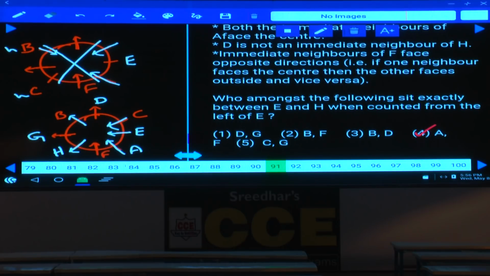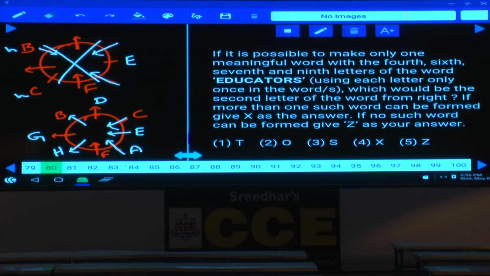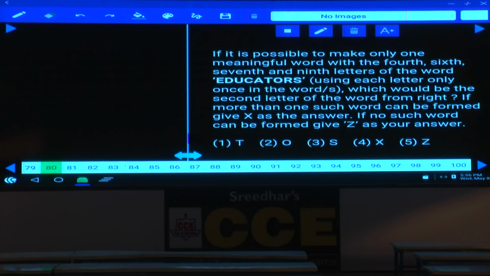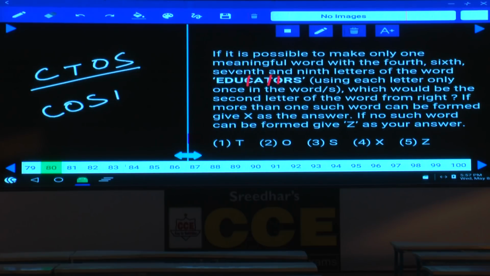Knowingly or unknowingly you will have one or the other word, isn't it? Yes, tell me question number 80, what is the word here? And educators, what are the words that are to be taken? 4, 6, 7 and 9. What is the fourth one? C, 6, T, 4, next one O and S. What are the words that can be formed? Cost is the word that can be formed. Apart from this cost, anything else? Cots. Cots is what? Plural. You are not supposed to take a plural. Hence while forming the words, plurals should not be taken.